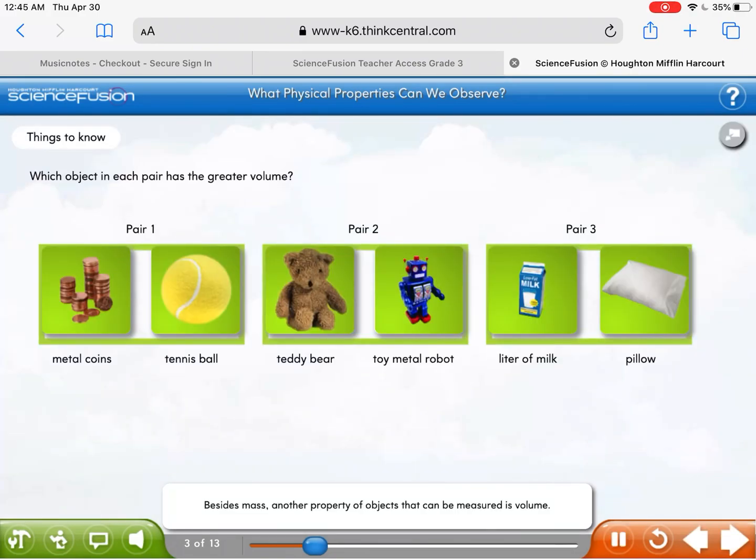Besides mass, another property of objects that can be measured is volume. Volume is the amount of space an object takes up. Which object in each pair has the greater volume? Click a picture to discover more. Assume that objects in each pair are the same height.